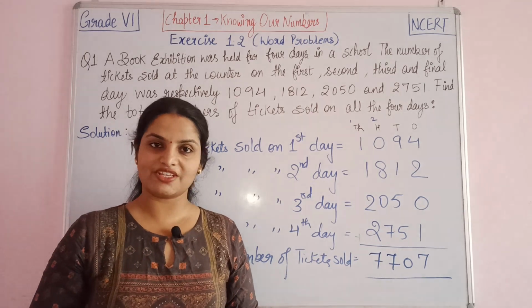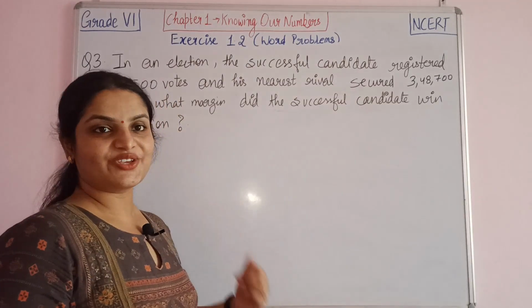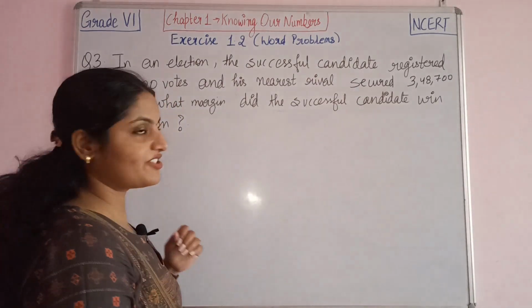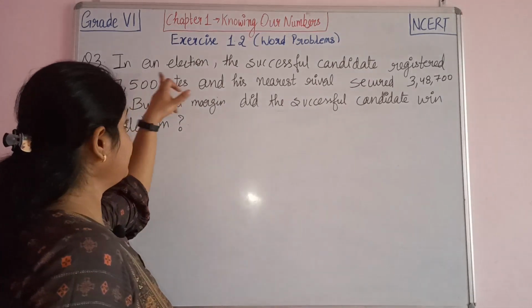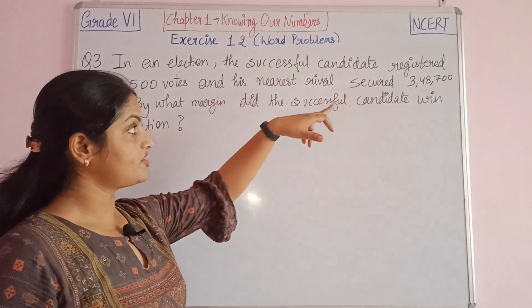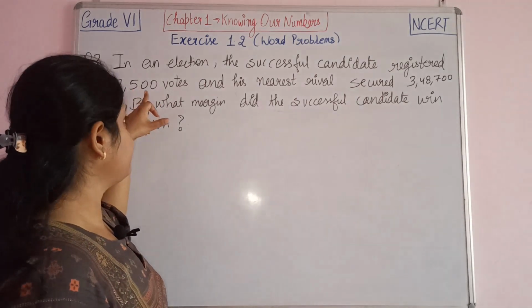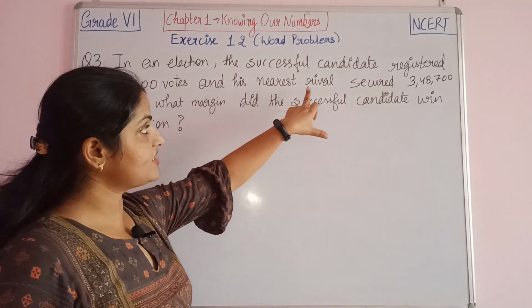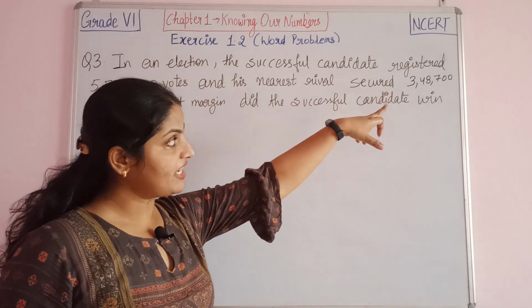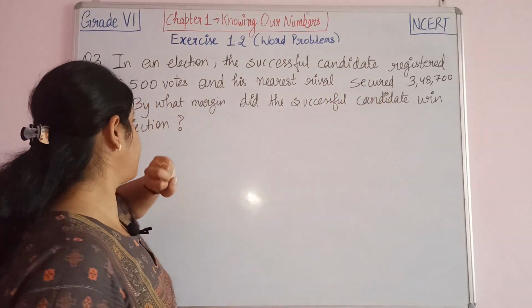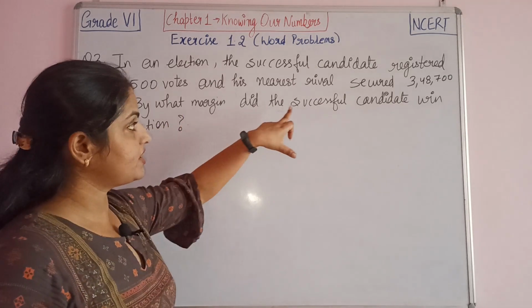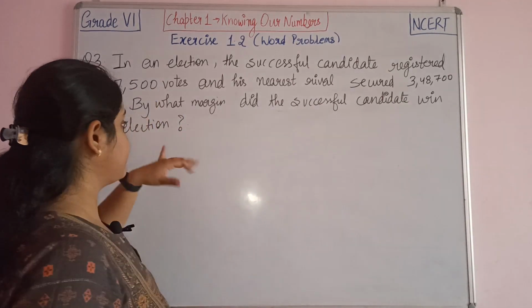Now let's move on to the next question. Yes, so this is our second question. Let's read the question first. In an election, the successful candidate registered 5,77,500 votes and his nearest rival secured 3,48,700 votes. By what margin did the successful candidate win the election?